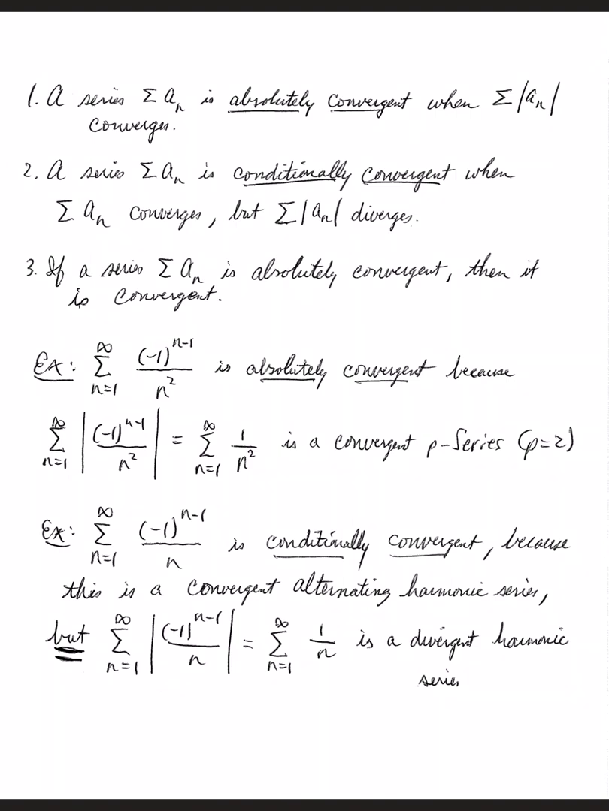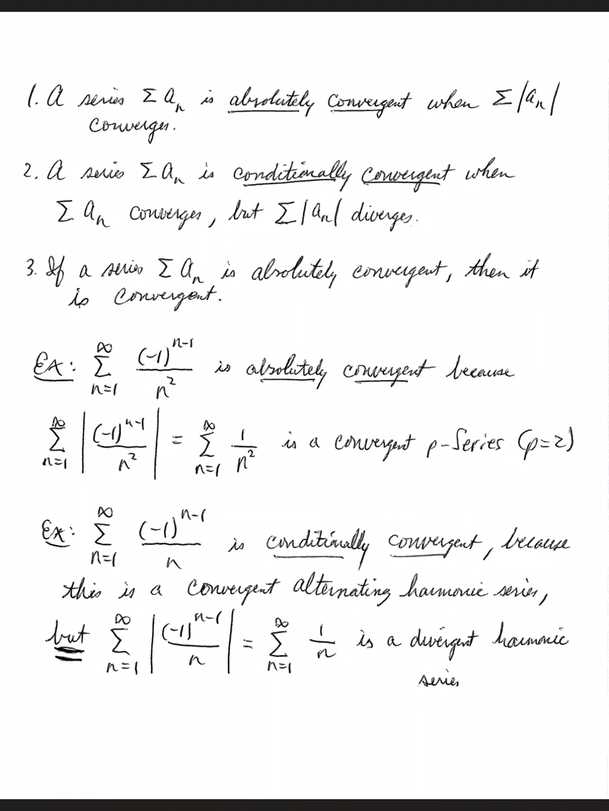A series, and if I don't put an index or an infinity, this is understood to be an infinite series. Number 1, a series a sub n is absolutely convergent when you take the absolute value of your a sub n term, and that converges. Number 2, a series is conditionally convergent when the series converges, but taking the absolute value makes it diverge. And finally 3, if an infinite series a sub n is absolutely convergent, then it just is convergent.